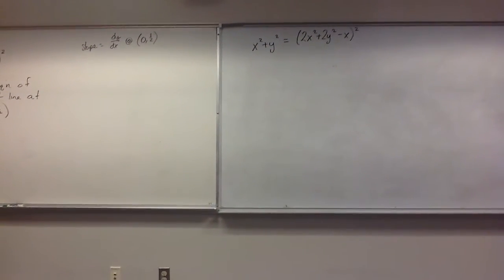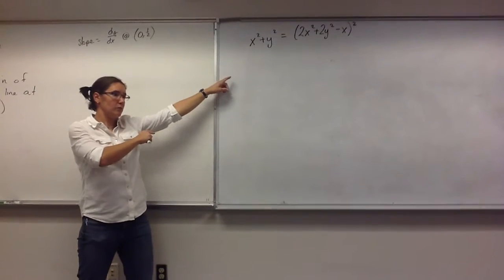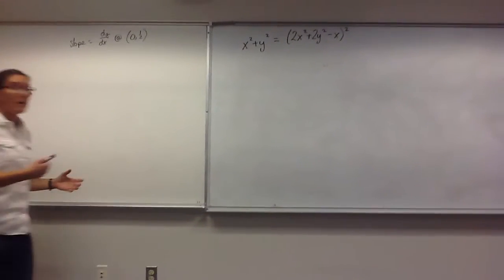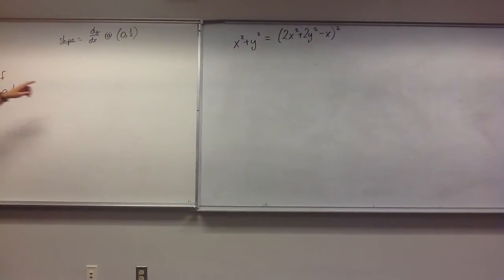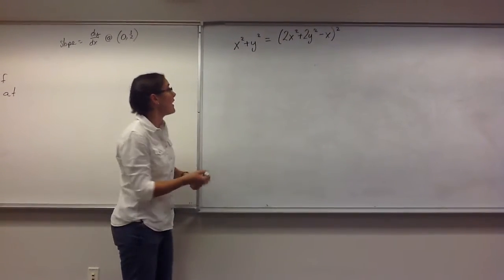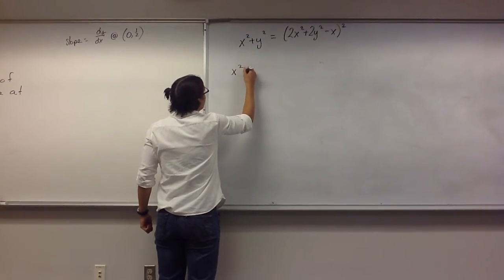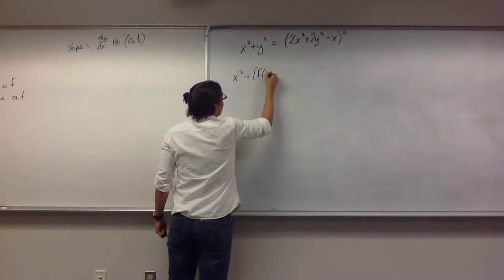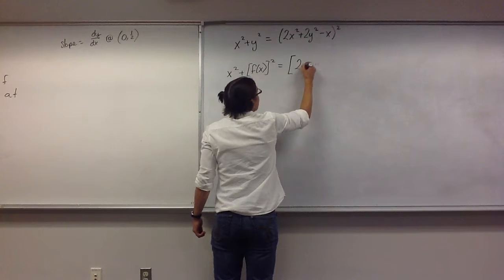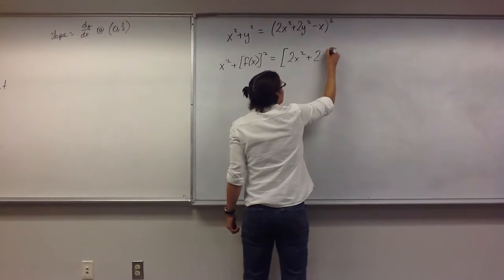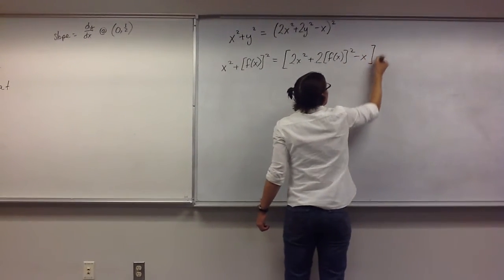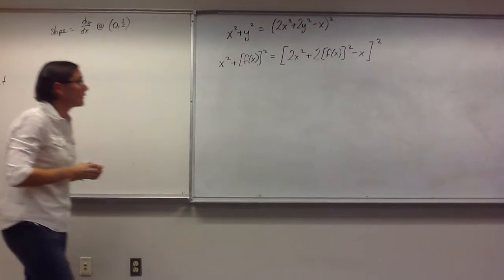All right. So, Andrew, is your question going to come out of finding this derivative here? Yes. Okay, great. Okay, so when I want to implicitly differentiate this thing, I want to think about x as my variable, y is going to be a function of x. And so I might start by rewriting this as x squared plus f of x, quantity squared, is equal to 2x squared plus 2 times f of x squared minus x, whole thing squared.